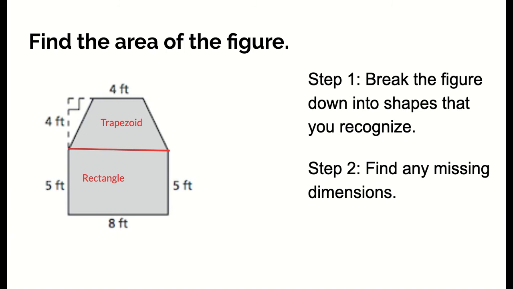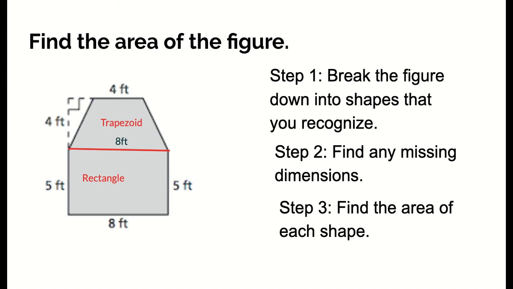Step 2, find any missing dimensions. So I do not know how long that red line is that I drew, but since I know that that's a rectangle, if one length is 8 feet, then that length must also be 8 feet. So I'm going to write down 8 feet for that red line.